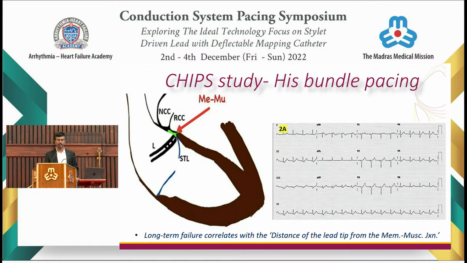When you look at the failure, let me go through the failure rates. The one important parameter that we found which contributes to the failure of His bundle pacing is the distance of the lead tip from the membranous to muscular junction. So to highlight, the target should be the junction of the membranous and the muscular septum. There could be different ways in which imaging can help us reach that particular location, but the target should be the location between the membranous and the muscular septum.